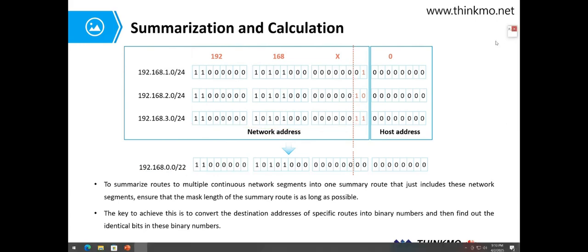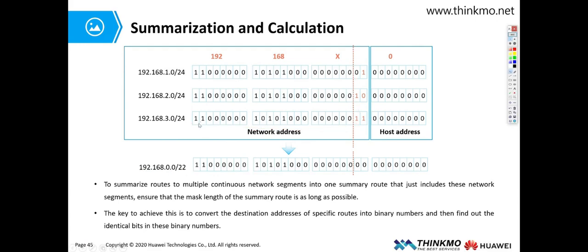We need to see how many identical bits there are. This one is 8 bits. This one is 8 bits. 2 8s make our 16 bits. 17, 18, 19, 20, 21, 22. There are 22 identical bits. So here, we use /22 to represent the length of our summarized mask. This is our route summarization.